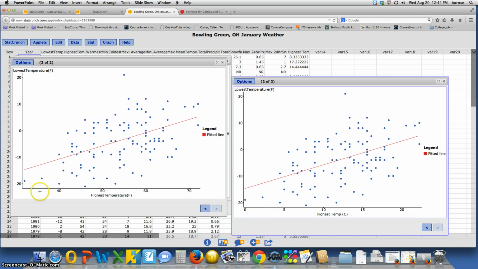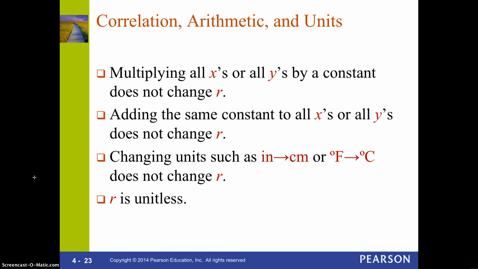Okay, so if you remember, 32 degrees Fahrenheit is about 0 degrees Celsius. So here's 32 degrees Fahrenheit, it's about 0 degrees Celsius, and you can see that point right there on my graph. Okay, so it stayed in the same relationship on the x-axis. So that's why if you change units, it doesn't change anything. Same thing back when we were talking here, if you multiply or add the same number to all your x's and y's, it's not going to change the correlation either. All it does is change the x and y scale.